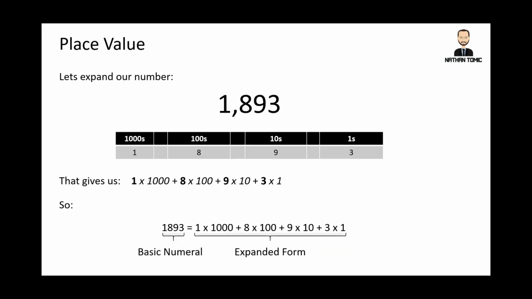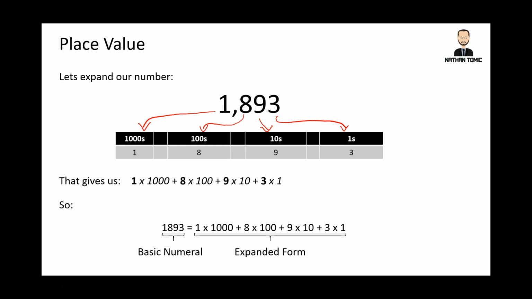So let's have a look at this number, 1893. We can expand this number out into each of its place values. The 3 goes into the ones column, the 9 goes into the tens column, the 8 goes into the hundreds column, and the 1 goes into the thousands column.